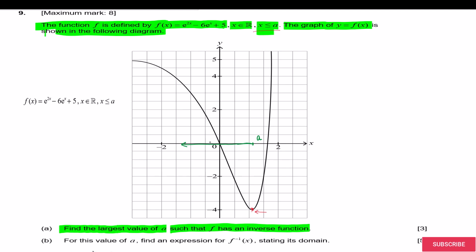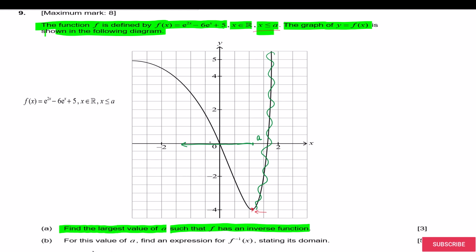So it means technically if we do not have this part of the graph, it would be 1-to-1, and we can have the inverse function. So for that we'll find the minimum point, and for the minimum, maximum, stationary and turning points, all these things, we need to find first of all the derivative of the function.